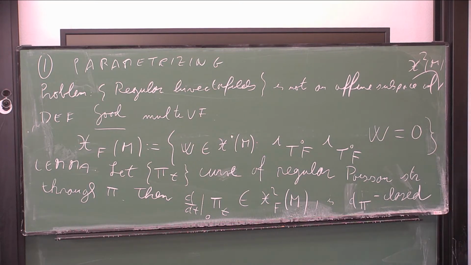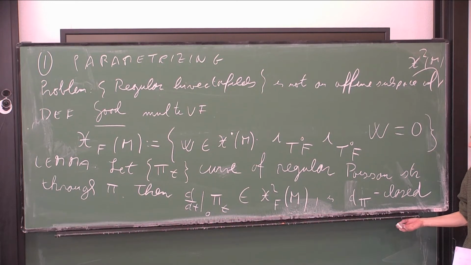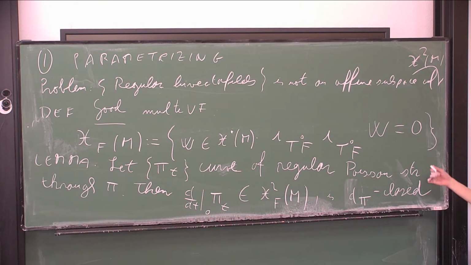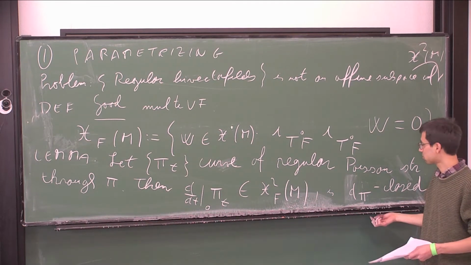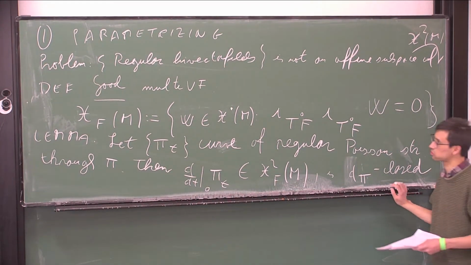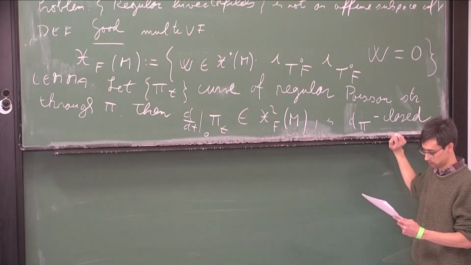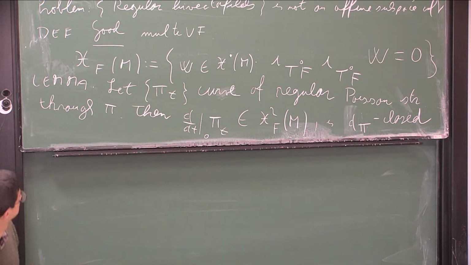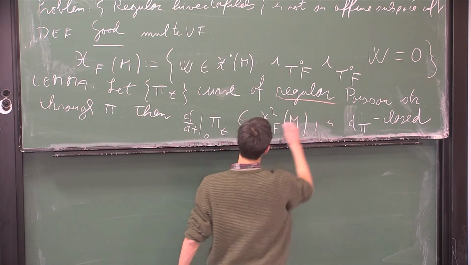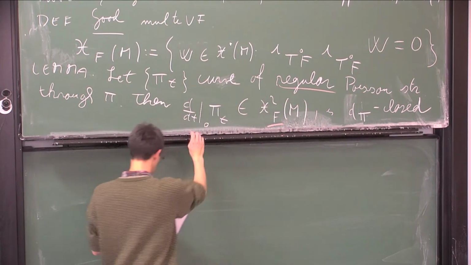Pi itself is a good bivector field? Yes, pi happens to be a good bivector field. It's not important at all, but it's true. Right? So this is well known, it corresponds to the fact that the first Poisson cohomology governs the second, the deformations of Poisson structures. And so regular here corresponds to the fact that I have an F here.